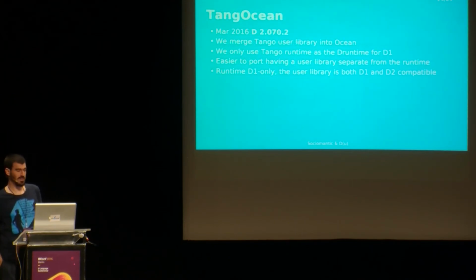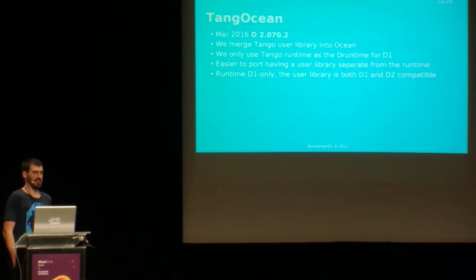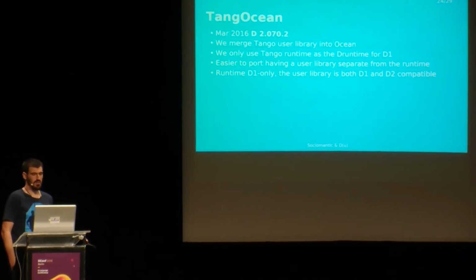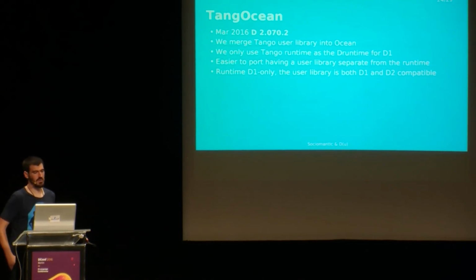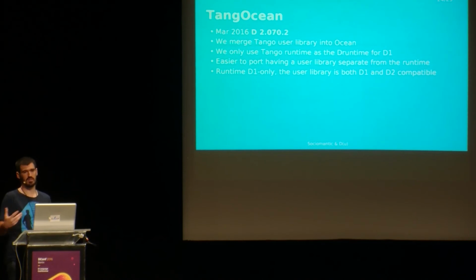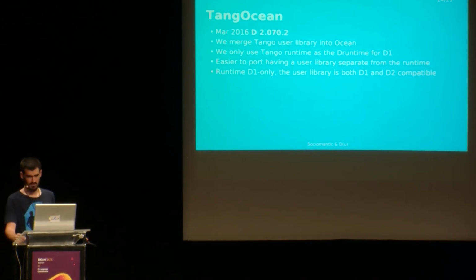But this time, something that we call internally Tang Ocean happened. In March, there is a new D version, but basically what we do is merge the Tango user library into Ocean, our internal library. This is because we also saw some noise in here. We wanted to make the migration easier.